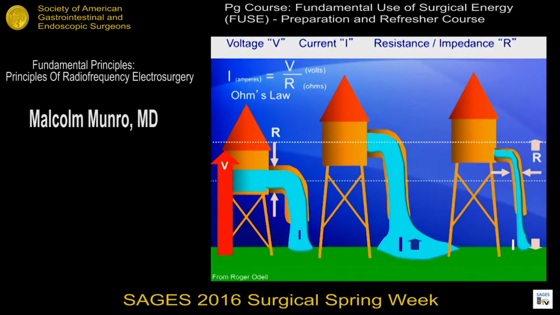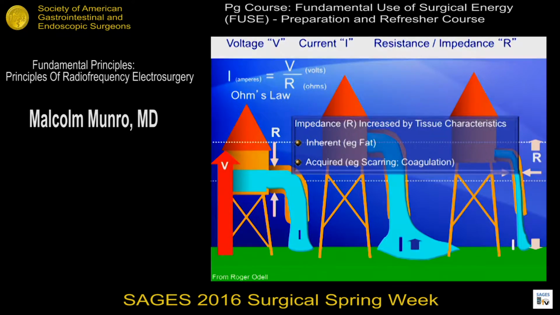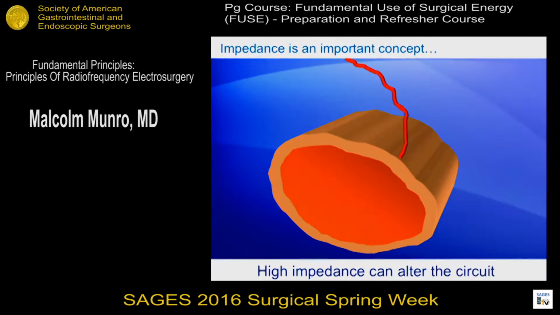So you say, well, what does this matter? Well, when you encounter impedant tissue like fat, or tissue that's scarred, or tissue that's already been coagulated or desiccated, that tissue is far more impedant and will impede the flow of electrons. So let's look at a practical example.